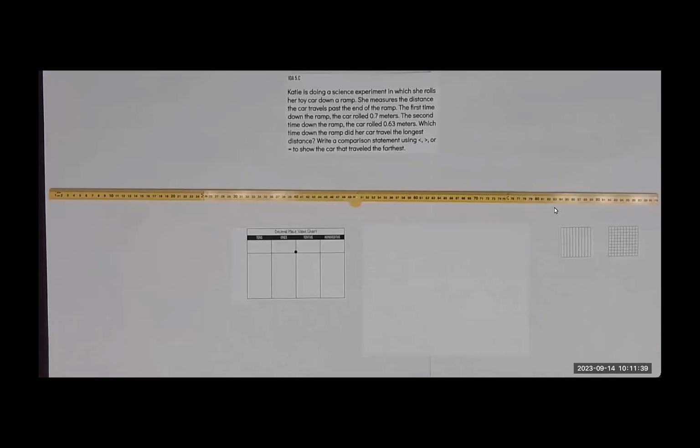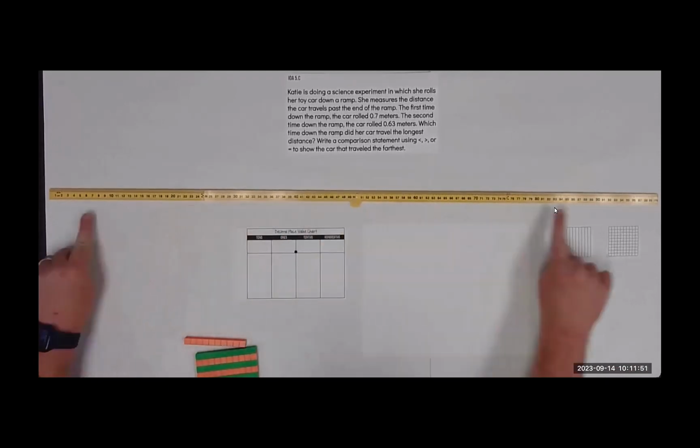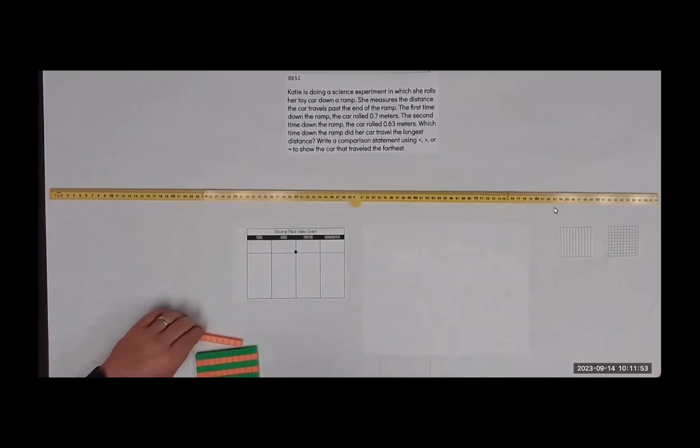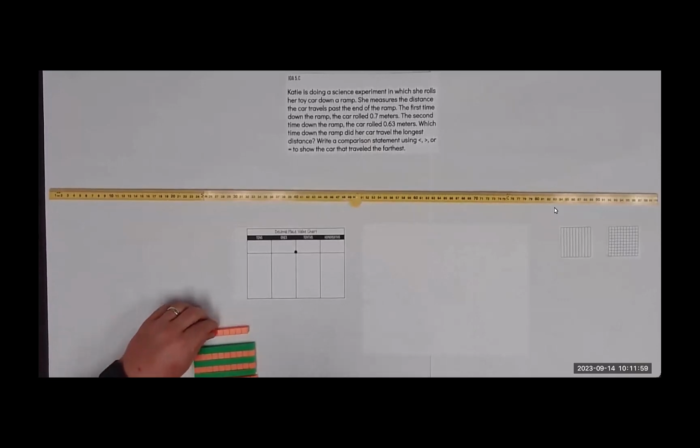First, I'm going to model this using a meter stick and base 10 blocks. I'm going to model first creating the car that went 7/10 meters. Notice that my meter stick represents 1 whole meter. We know the car traveled less than 1 whole meter because 7/10 is less than 1 whole meter. So I'm going to go ahead and model this.